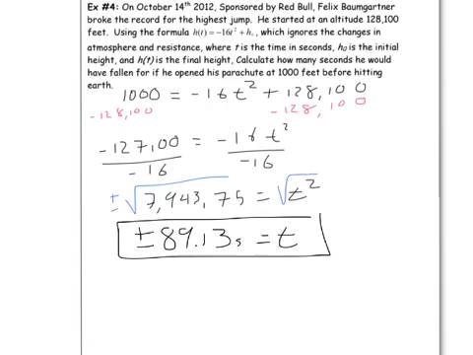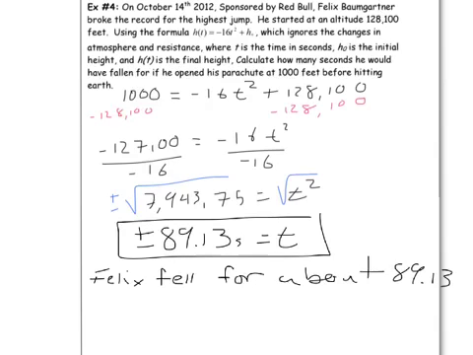So we could just say, and this is a word problem, so we should answer in a complete sentence. We should say that Felix fell for about 89.13 seconds.